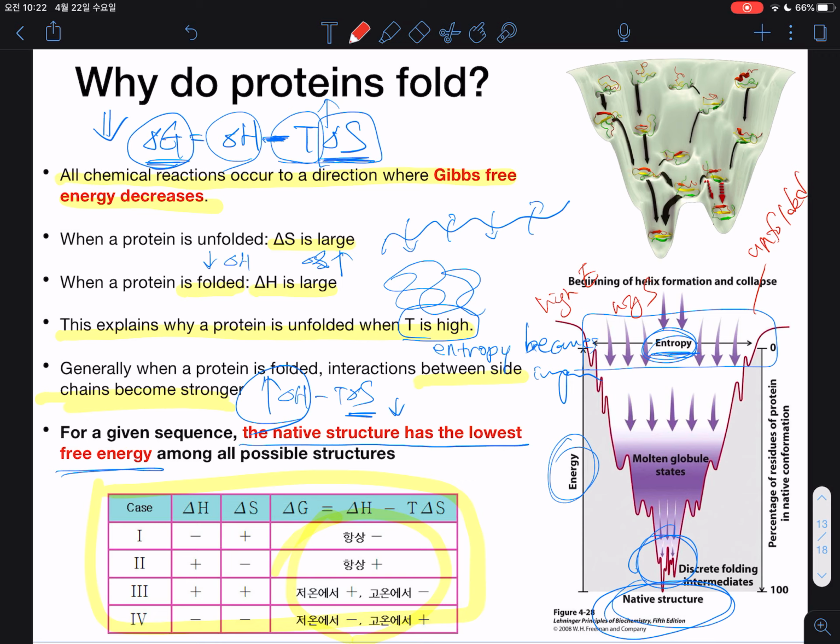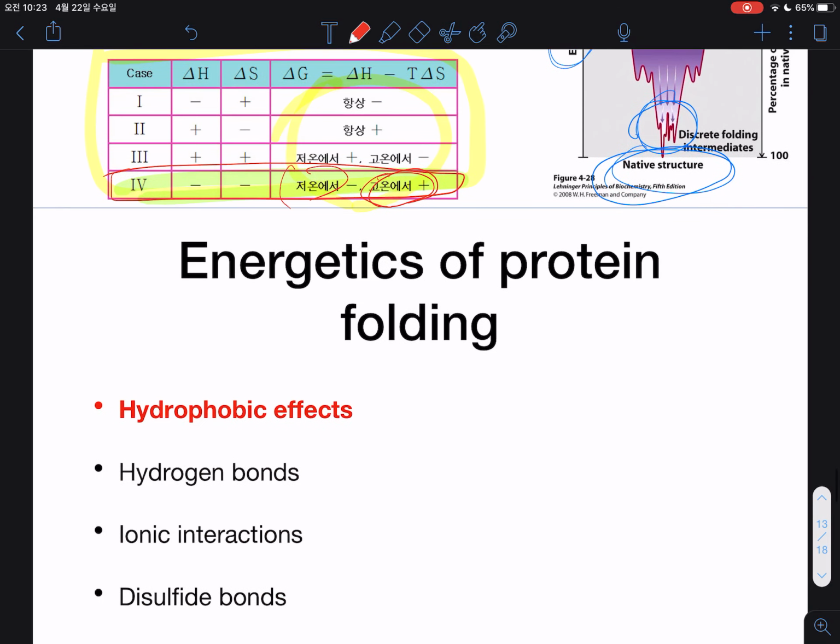So the protein folding event actually corresponds to the fourth column of this table, right? When the protein is folded, delta H becomes negative, energy becomes low, and at the same time, entropy becomes low. So protein folding generally happens at low temperature, and unfolding generally happens at high temperature, right? So this explains the overall thermodynamics of the protein folding process.